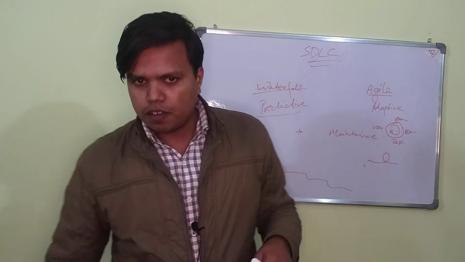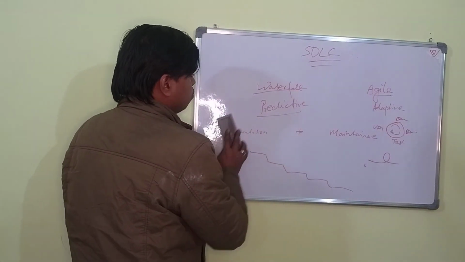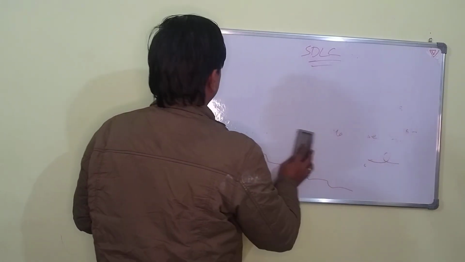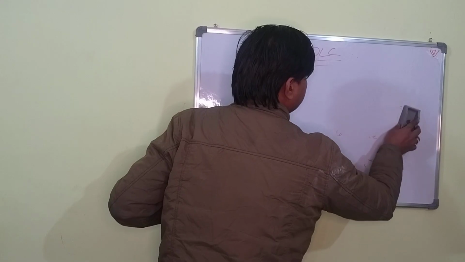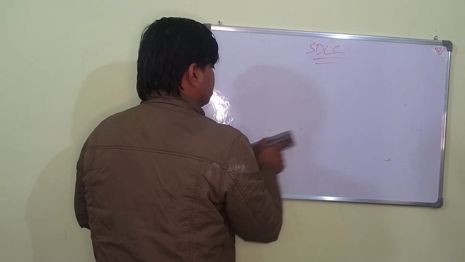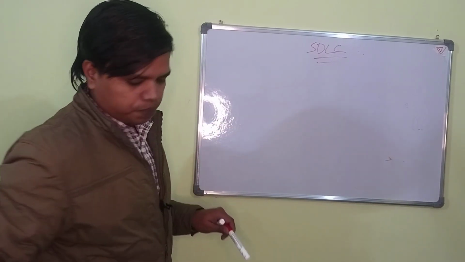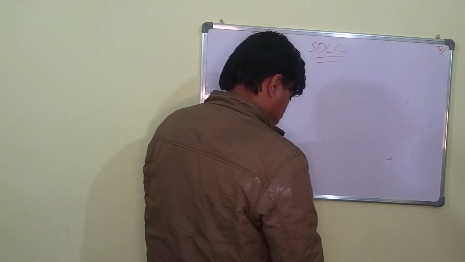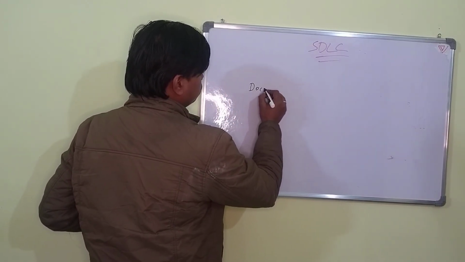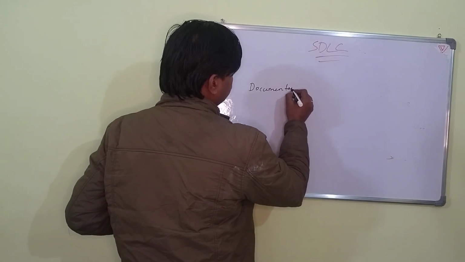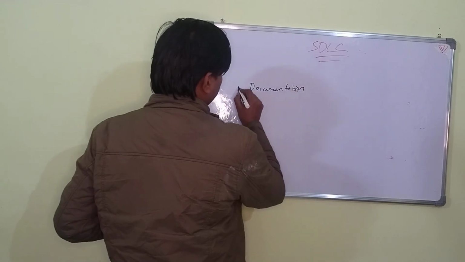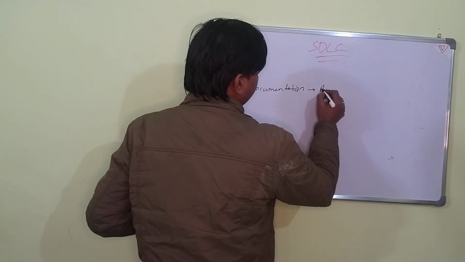So when we know that there are two methodologies, one is waterfall, one is agile, then the question is, what is software development life cycle? So software development life cycle consists of six steps. One is documentation, like analyzing the requirement.